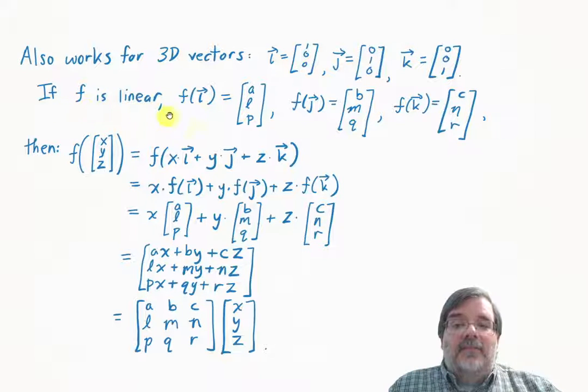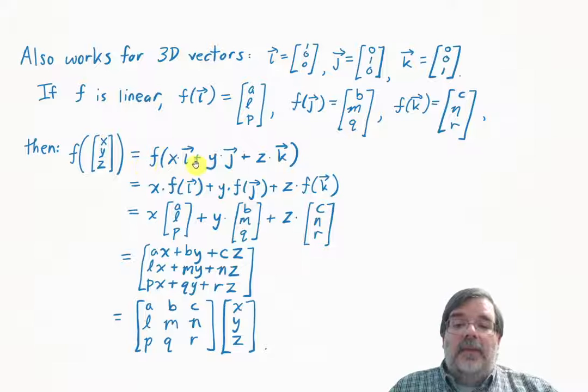In this case, once again, if f is a linear function, and if you know the values of f of i, f of j, and f of k, then you're going to be able to write down the formula for f. And it follows exactly the same process as before. There's just a lot more letters here. Right? Any f of x, y, z, to calculate this out, right? X, y, z, that vector as x times i plus y times j plus z times k.